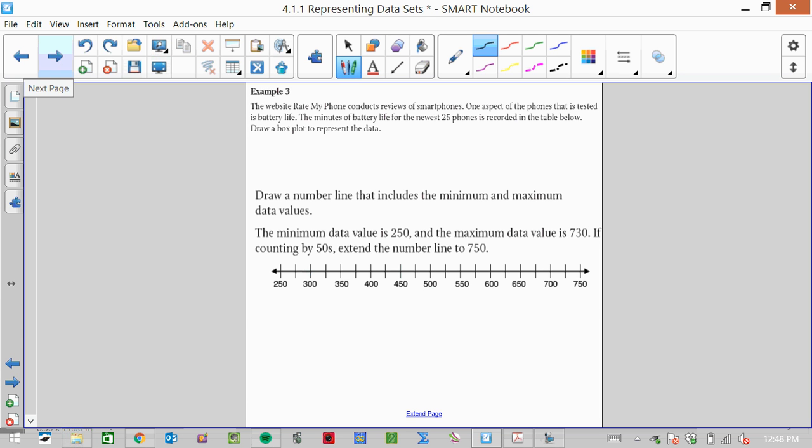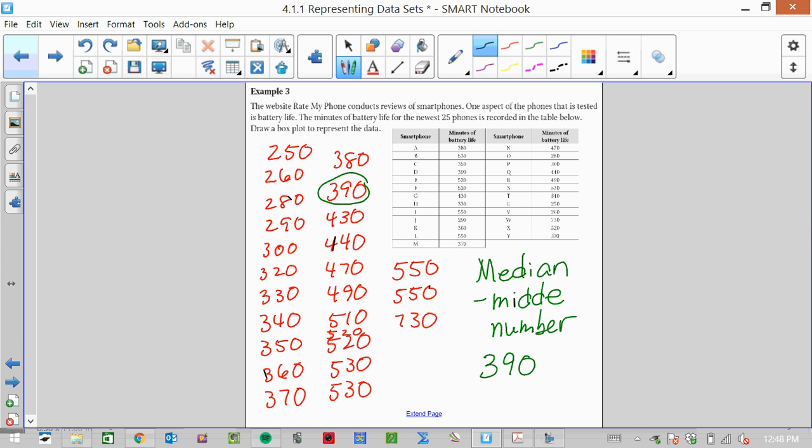The next step in the process is to go back to our data, and we need to find what we call the first quartile. Now, we found the median by finding the middle number of the entire data set. Median is the middle number of the entire data set.